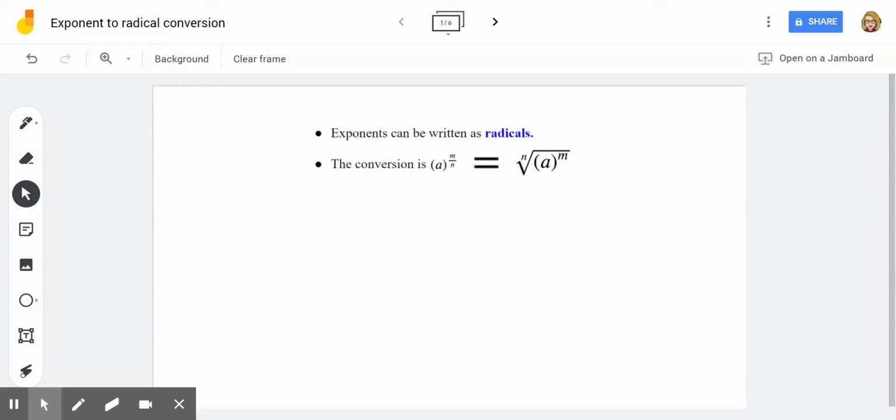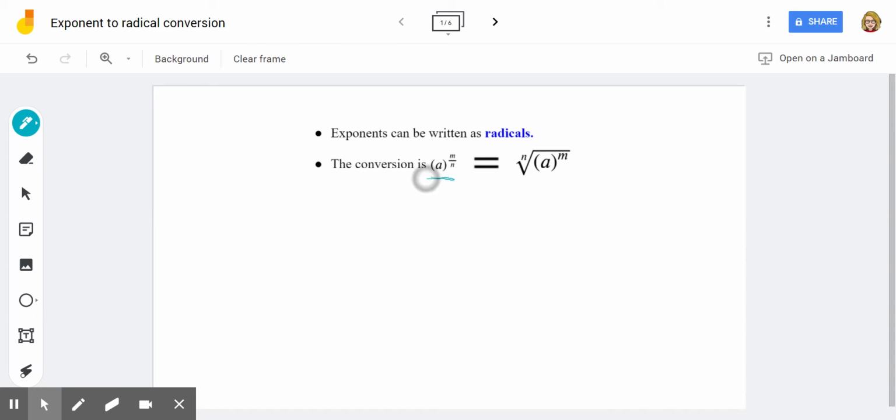Okay, in this video, we're going to go over exponent to radical conversion and the other way. So what we're talking about is that exponents can be written as radicals and vice versa. And this is the conversion formula.